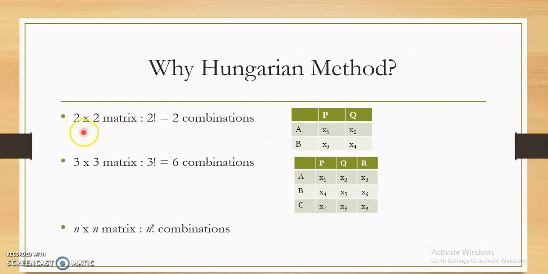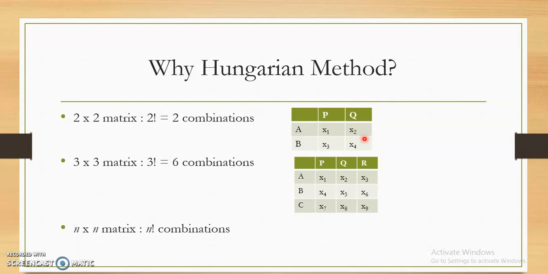Suppose we take a case of 2 operators and 2 machines. If we allow worker A to process the same type of job on machines P and Q, we will get 2 observations. Similarly, if we allow operator B to process the same type of job on the same machines P and Q, we will again get 2 observations. So here we get 4 observations.